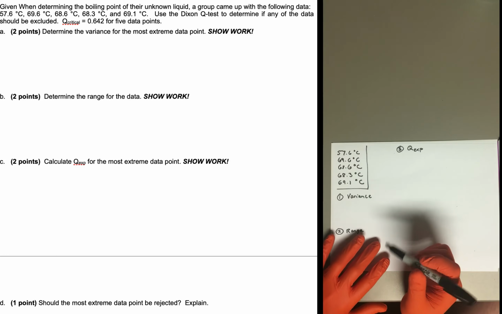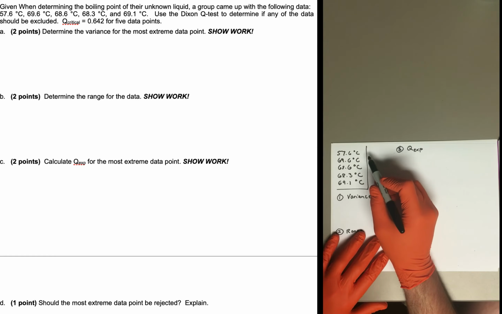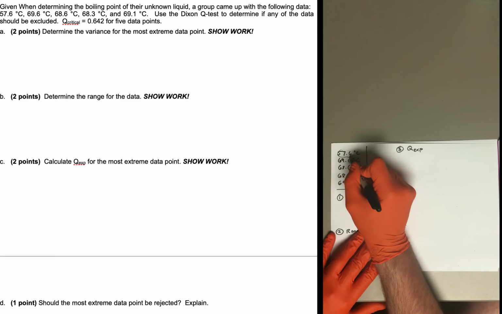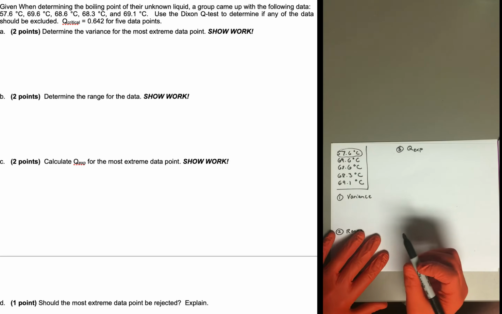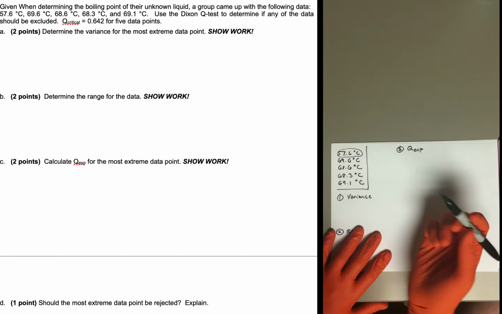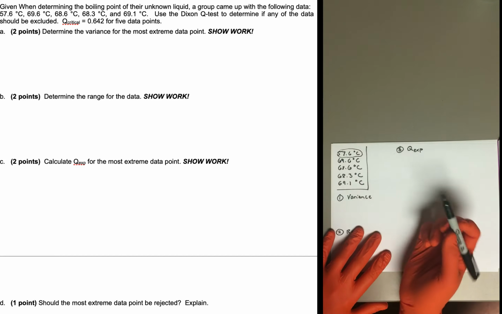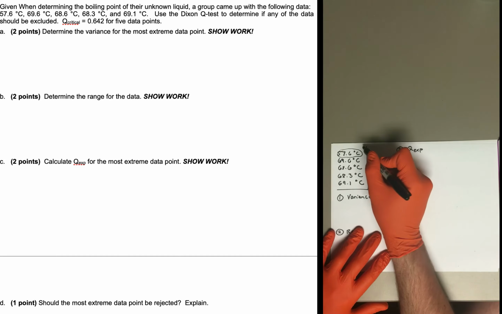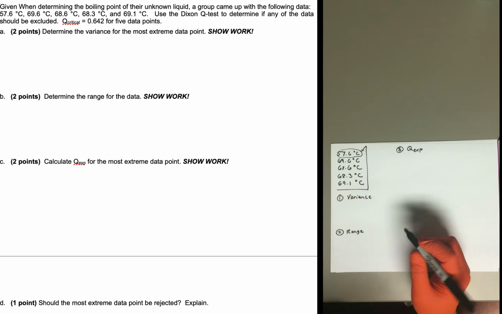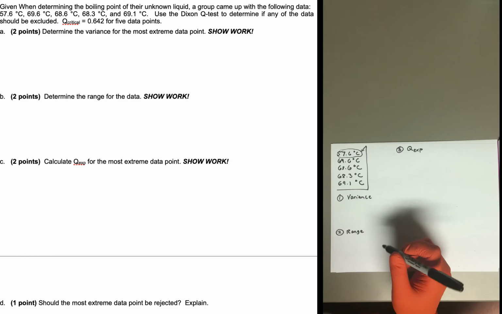And in a Dixon-Q test, we're going to be looking for one of these points that we want to determine whether or not we can discard it because it's an outlier. And in this problem, this is going to be our clear potential outlier. All the other 4 numbers are going to cluster around roughly 69, 68, 69. But this one's all the way down at 57.6. So we're going to see whether or not we can throw this point out, and that's going to be done through a Dixon-Q test. So the first thing we need to do is calculate the variance.